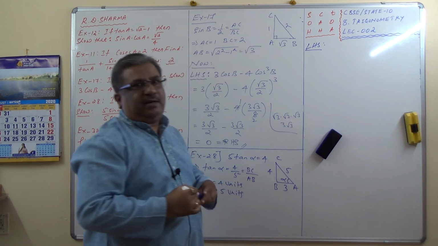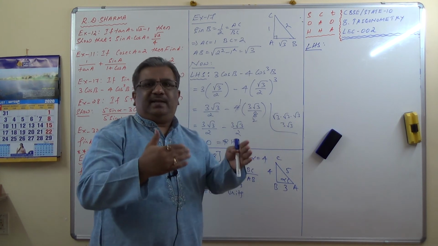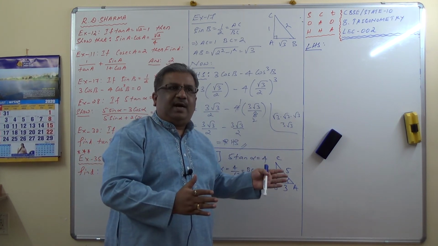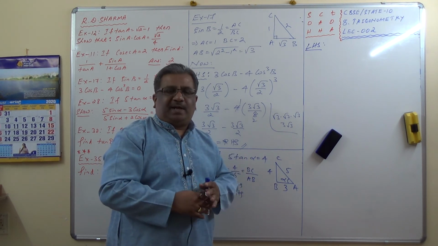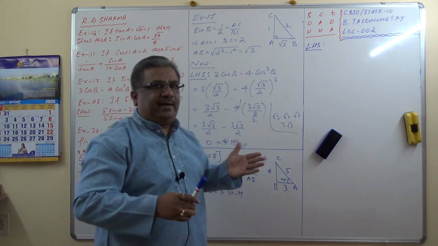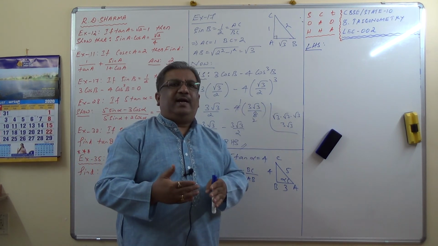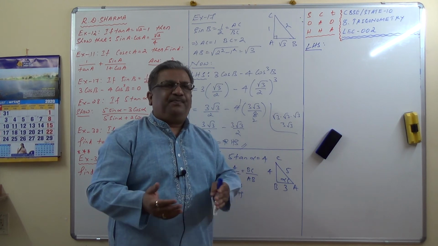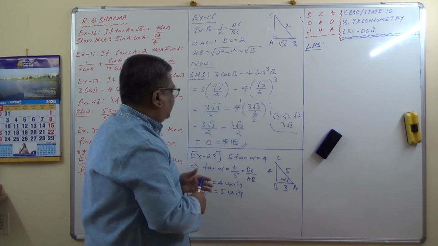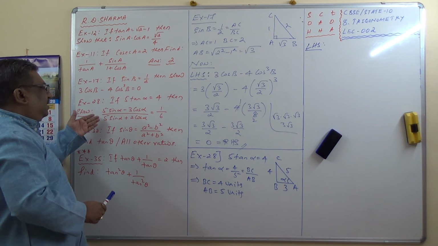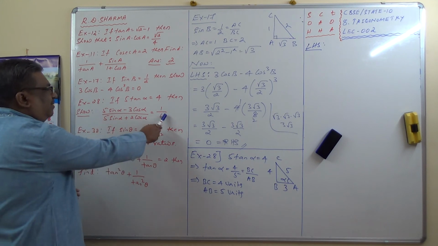LHS. Whenever show that, prove that, verify that such questions are there, generally we take the LHS, substitute the values and try to arrive at RHS. This is the standard methodology of solving the numericals in trigonometry. Whether to take LHS or RHS depends upon the complexity of the numerical. In this case, the left hand side is much more complicated, hence I am taking the left hand side, substituting these values and trying to arrive at RHS.